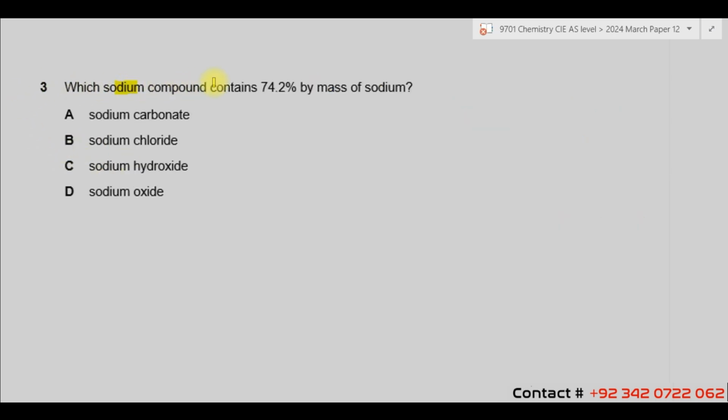Question 3. Which sodium compound contains 74.2% by mass of sodium? We have sodium carbonate. Sodium carbonate is Na2CO3. Let's find the molecular mass. So there are 2 sodium, 23 into 2, plus carbon and 3 oxygen. So 12 plus 48. This is equal to 106. Now let's find out the percentage of sodium. Percentage can be found by using a formula. Percentage of an element is equal to atomic mass of that element into number of atoms divided by Mr of compound into 100.